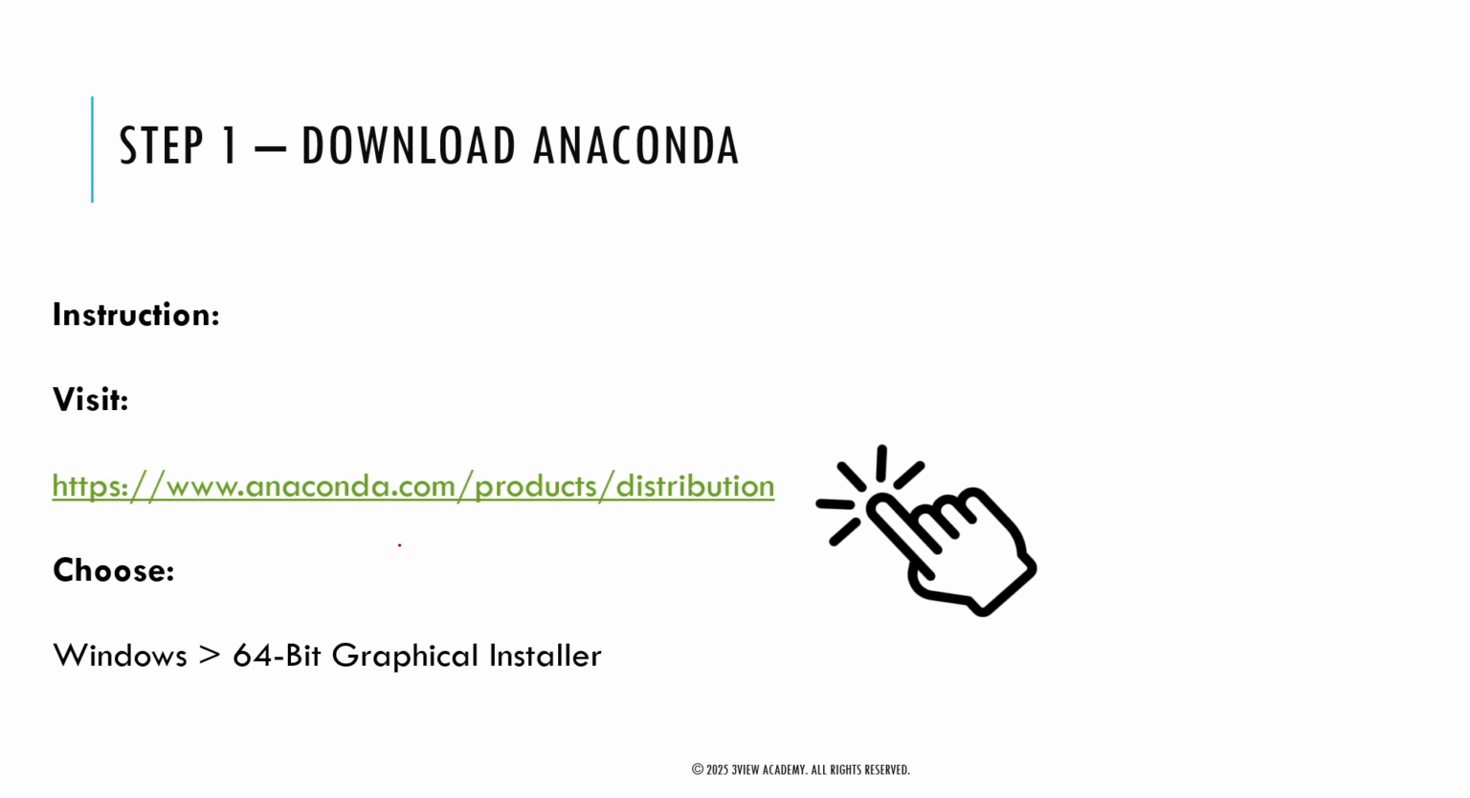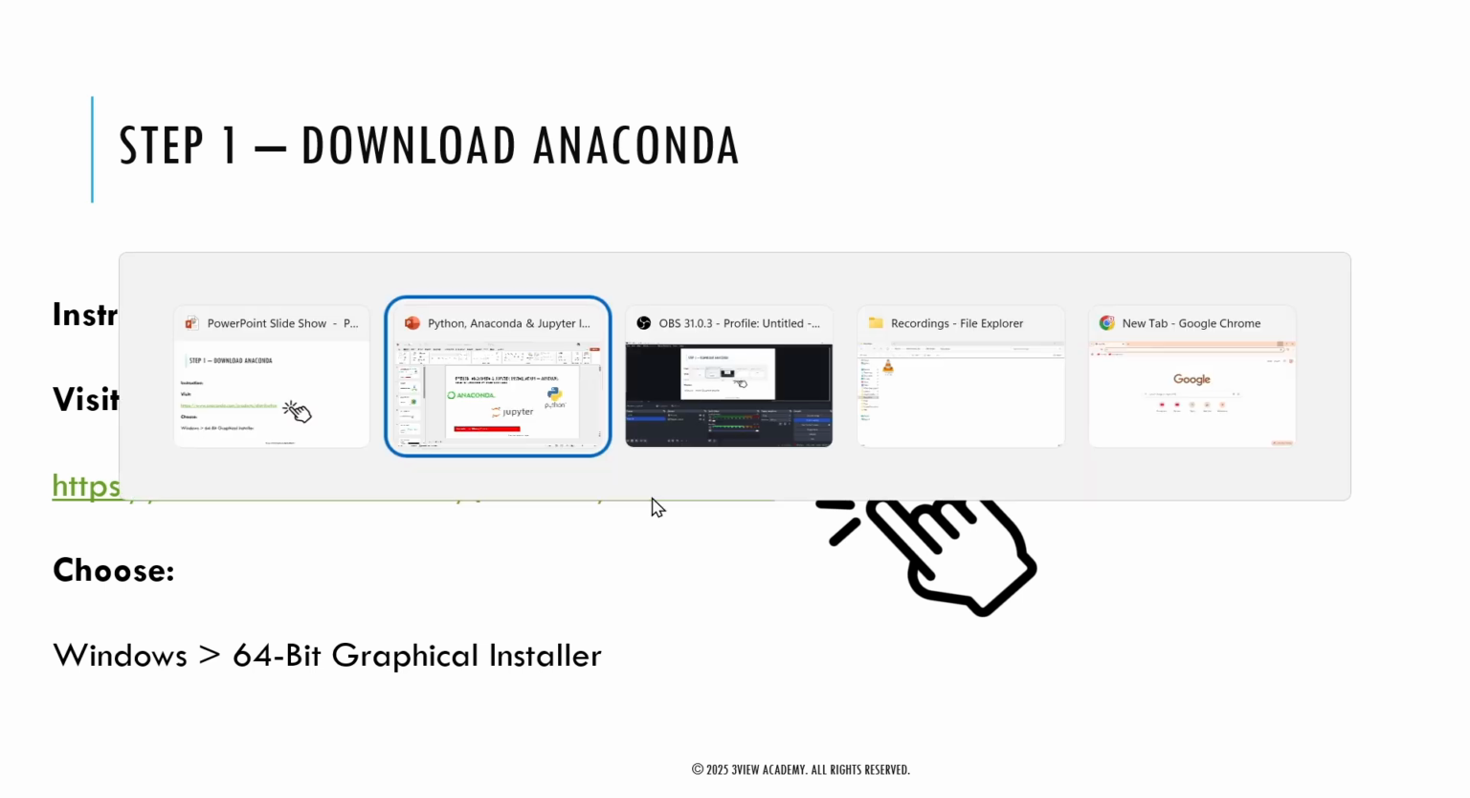So the first step is to download the Anaconda distribution. The Anaconda distribution is a single package, as we discussed in earlier slides. We have to go to the official website anaconda.com and choose the 64-bit graphical installer for Windows. I have provided a link here. You can directly use this link, or you can go to Google Chrome and download directly.